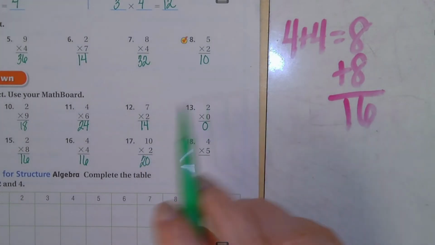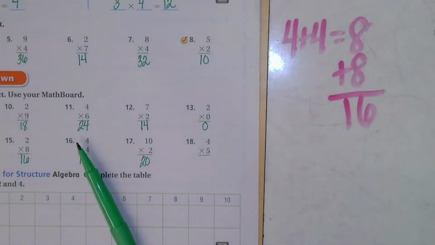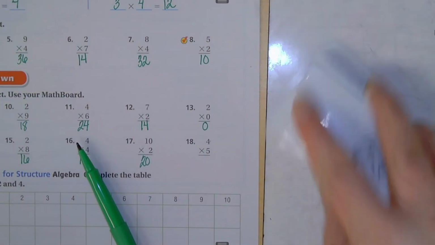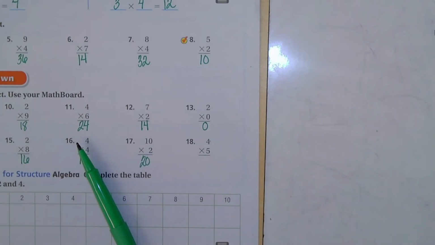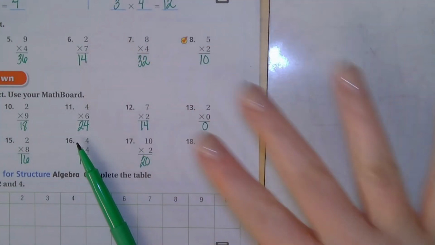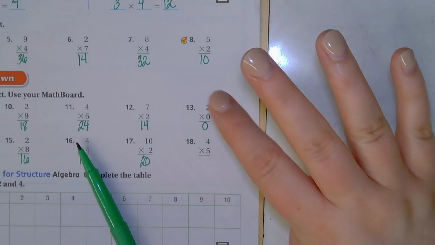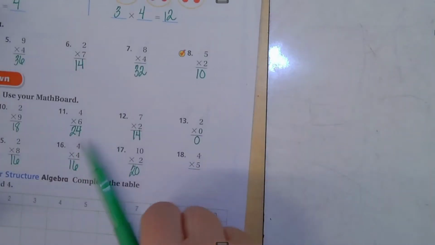And lastly, 4 times 5. Again, you can halve this, you can draw it out, but since it's a 5 and you probably are good at counting by 5s, you can use 4 fingers and count by 5s. 5, 10, 15, 20.